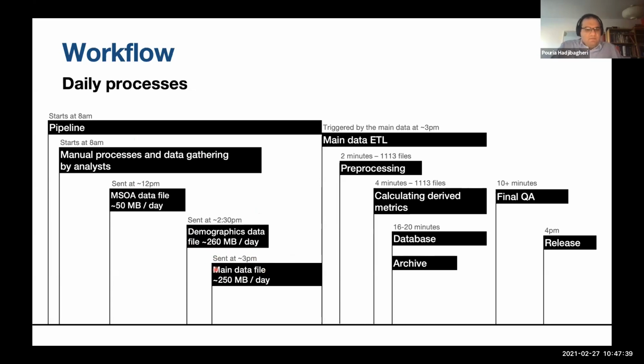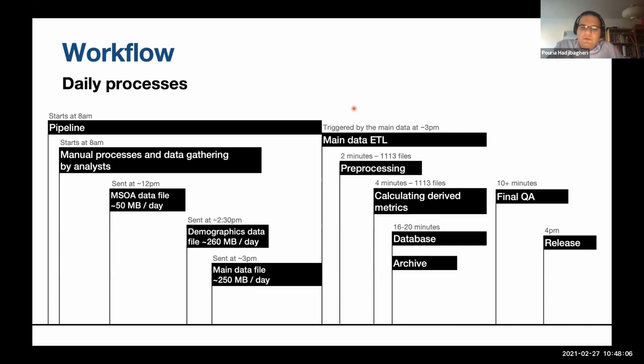At around 3 p.m., we get the main data. And so that is a process that's done on a daily basis. This part processes about 600 to 700 million records to produce these 3 files each day. Then we move on to the ETL. ETL stands for extract, transform, load.